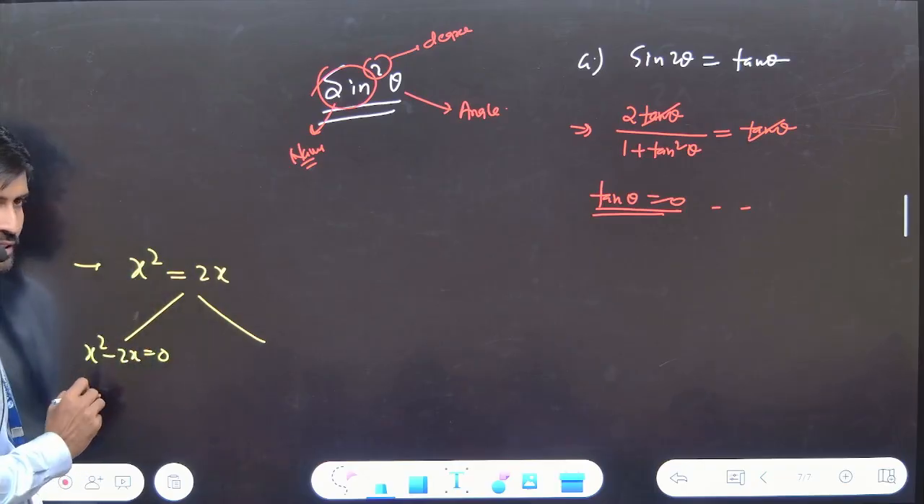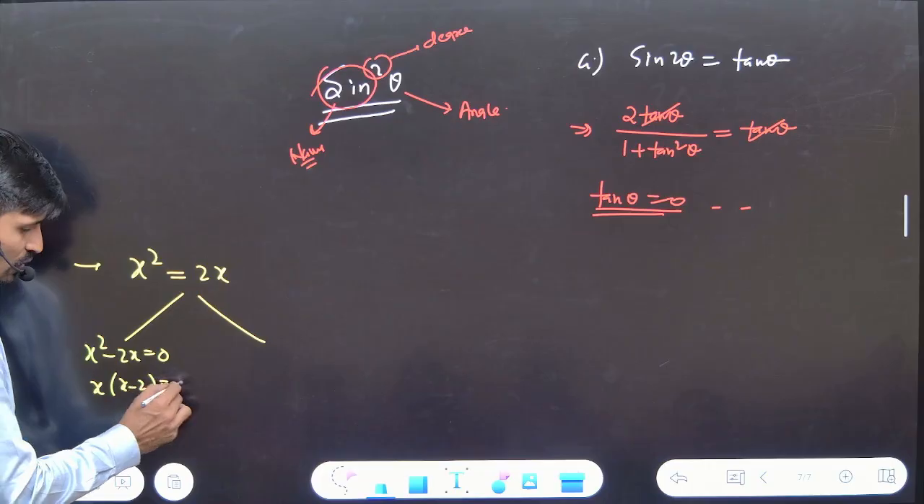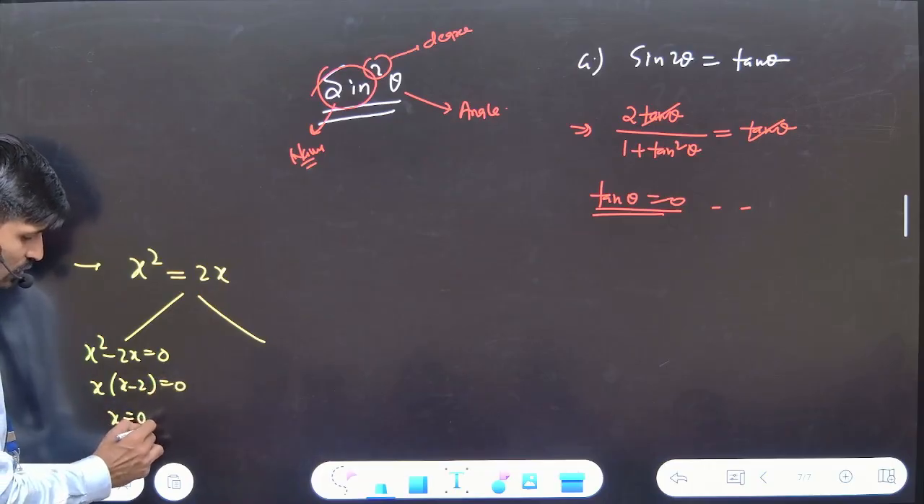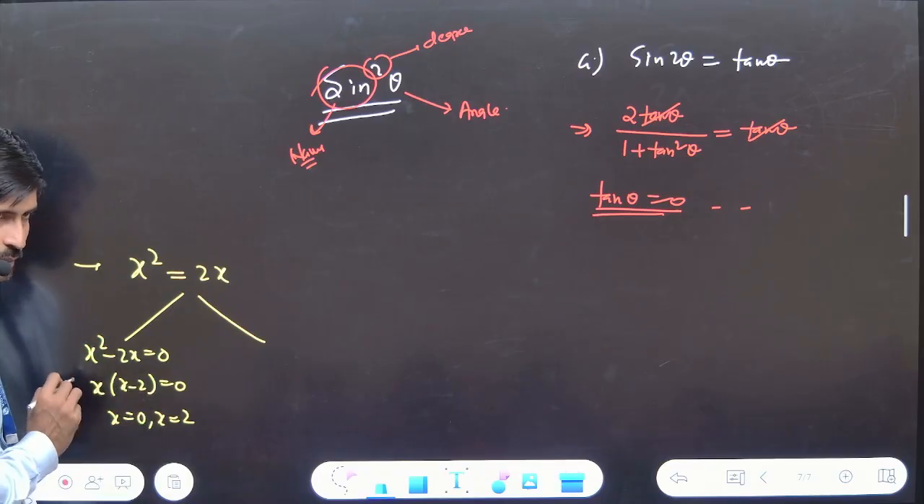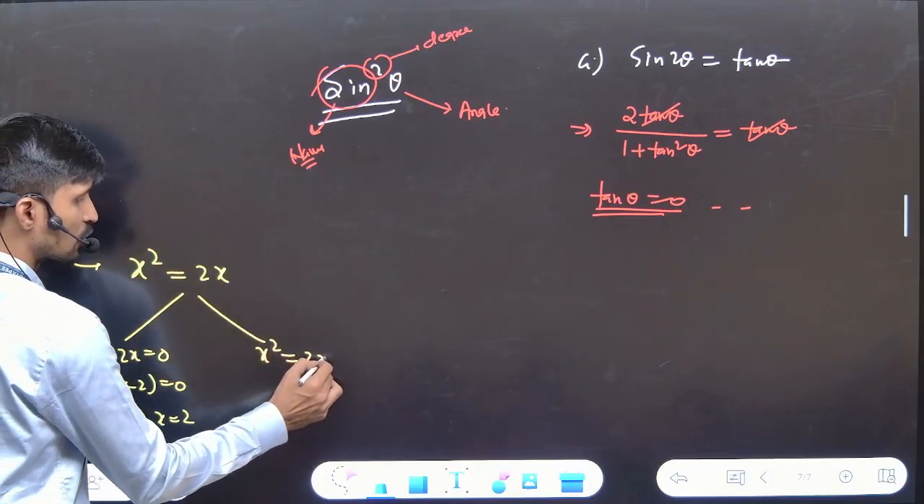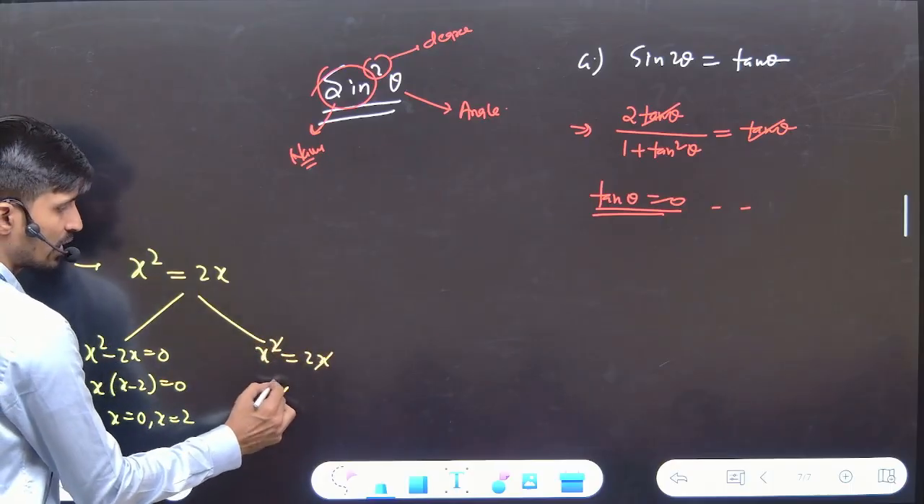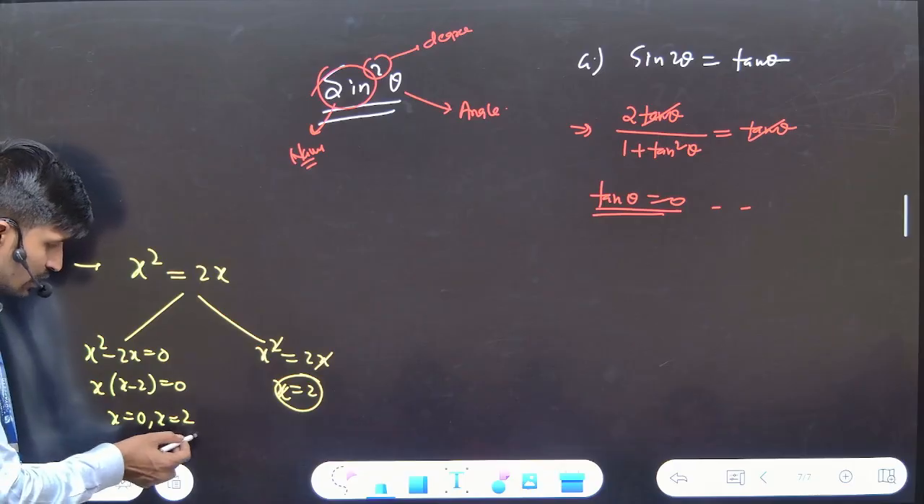You are taking 2x to this side, and now you will take x common. This will become x(x minus 2) is equal to 0. So here you will say x is equal to 0 and x is equal to 2. From here you will get 0 and 2. But if you say, sir, x square is equal to 2x, I am cutting one x, so directly you are getting x is equal to 2. But here the answer is 0 and 2 both.